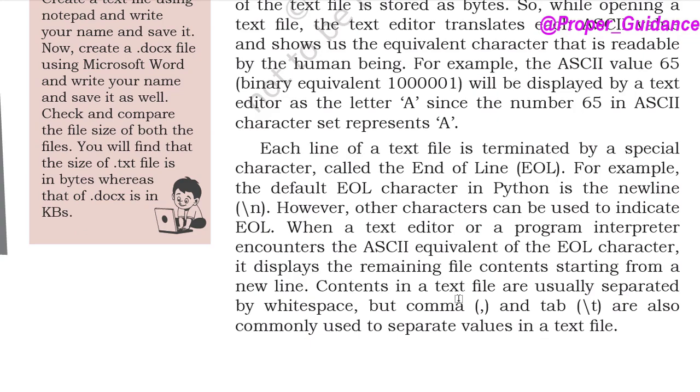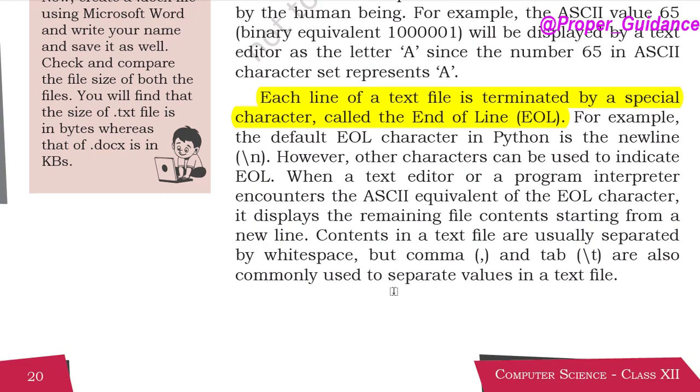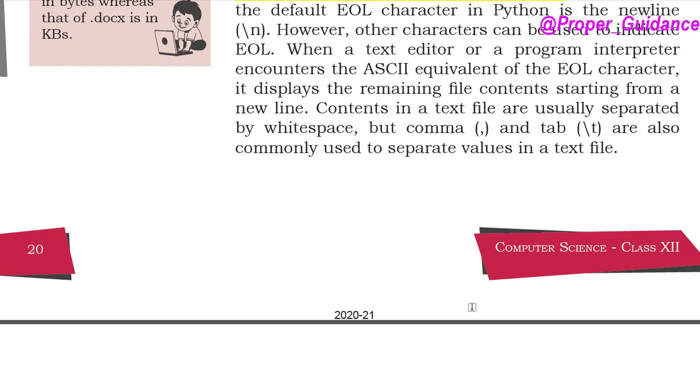Each line of a text file is terminated by a special character called the end of line. For example, the default end of line character in Python is the newline, \n. However, other characters can be used to indicate the end of line. When a text editor or a program interpreter encounters the ASCII equivalent of the end of line character, it displays the remaining file contents starting from a new line. Contents in a text file are usually separated by white space, but comma and tab are also commonly used to separate values in a text file.